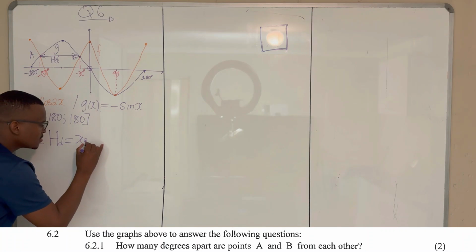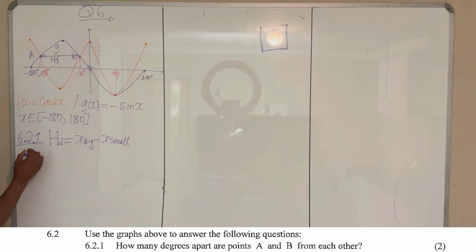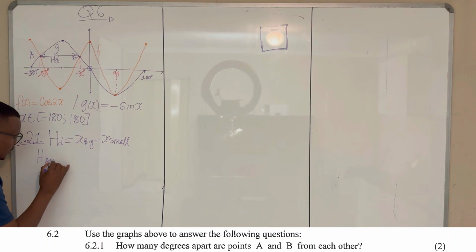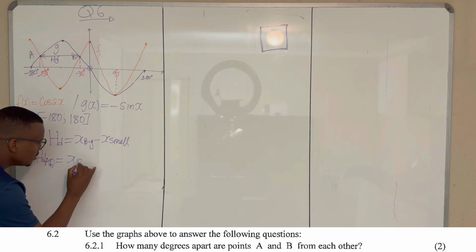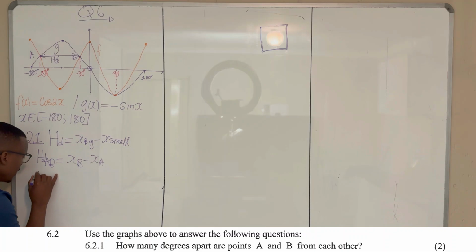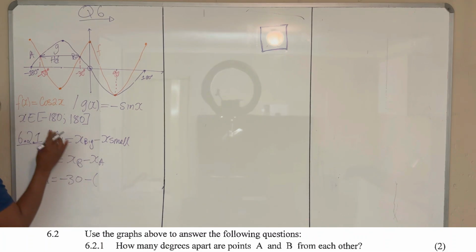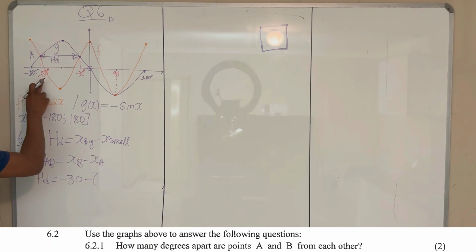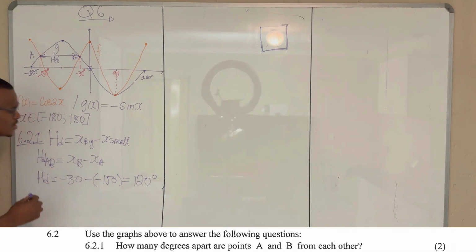You say the big X value minus the small x value. So in this case, we want the horizontal distance AB, which is equal to the X coordinate of B minus the X coordinate of A. Right? No problem. So what is the X coordinate of B? It's minus 30 minus the X coordinate of A, which is minus 150 degrees. So you're looking at 120 degrees apart. So these two things are 120 degrees apart. So let's go to 6.2.2.